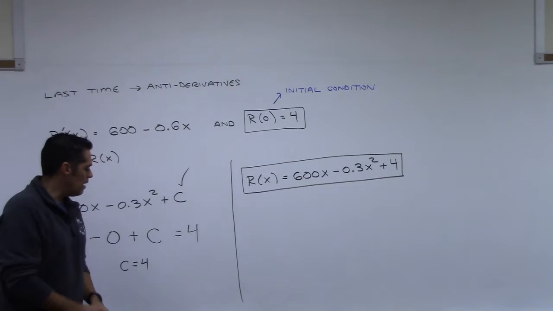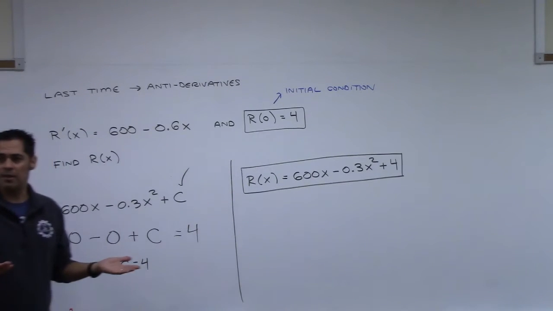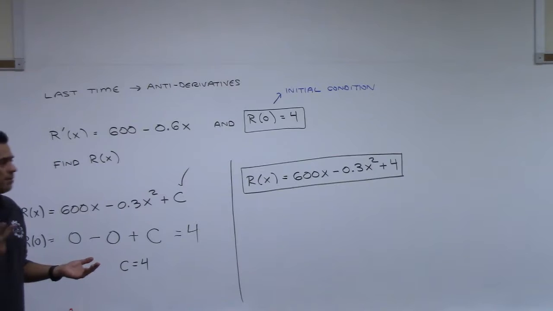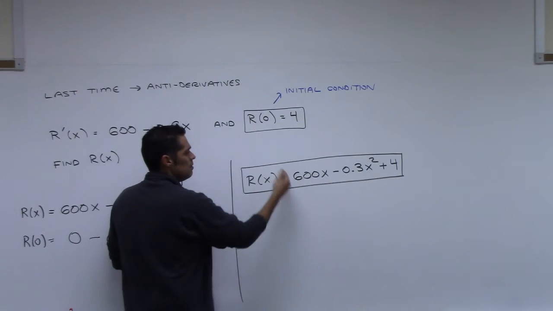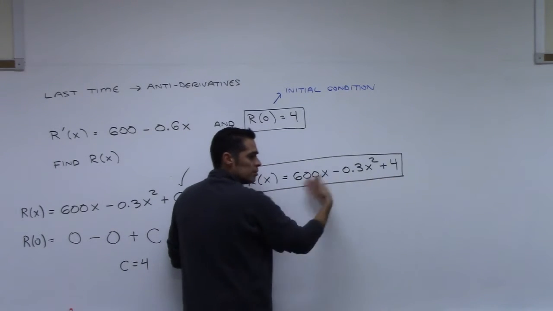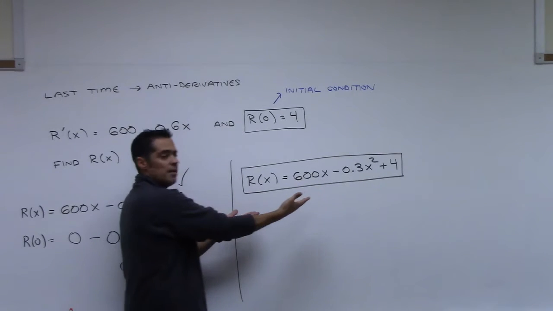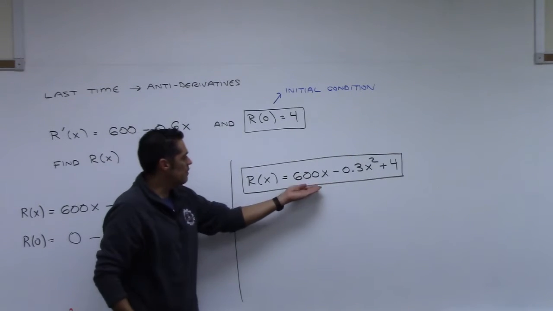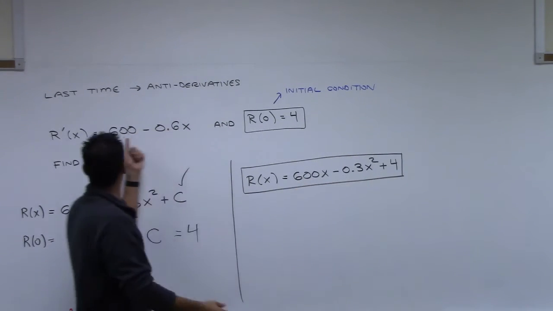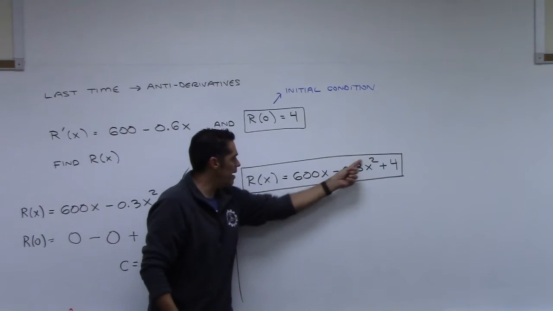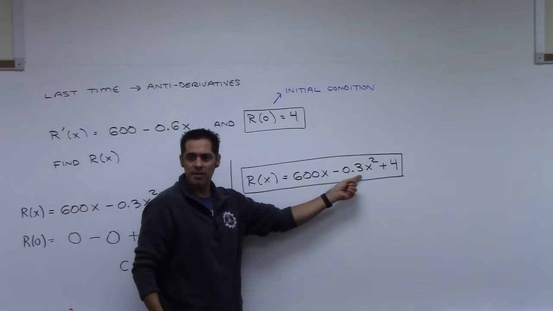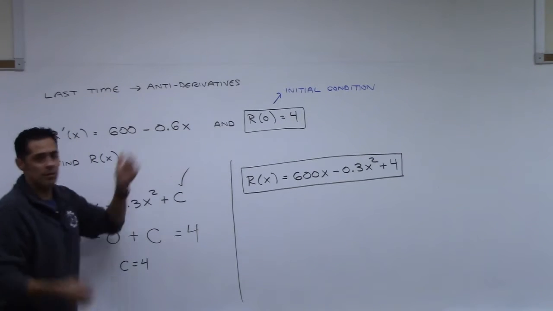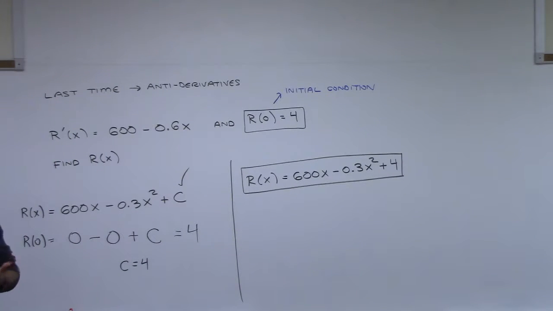Okay. So if you ever want to check your answer to see if you got it right, you can do two things. First thing, plug in 0, and you better get 4, which we would get. And then take the derivative of that. If you take the derivative of this, you would get 600, right? And then you bring the 2 down, multiply, you get negative 0.6x, which would be this. So if those two check off, you've got it.